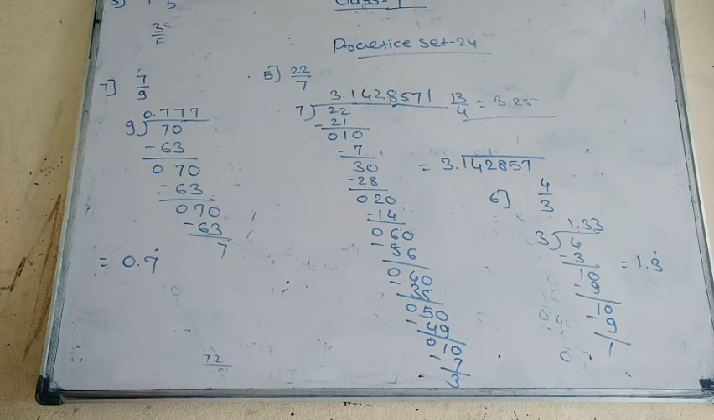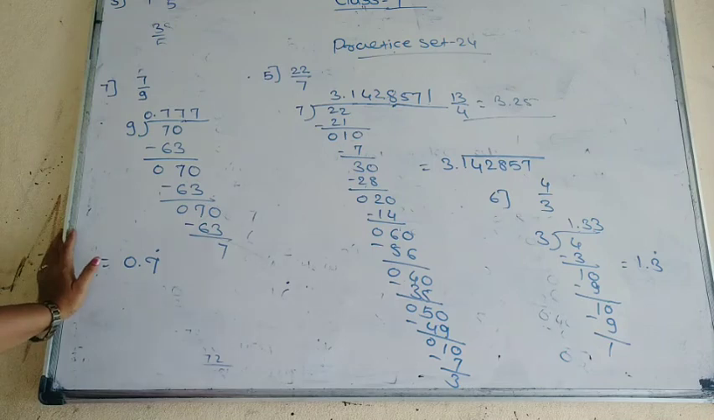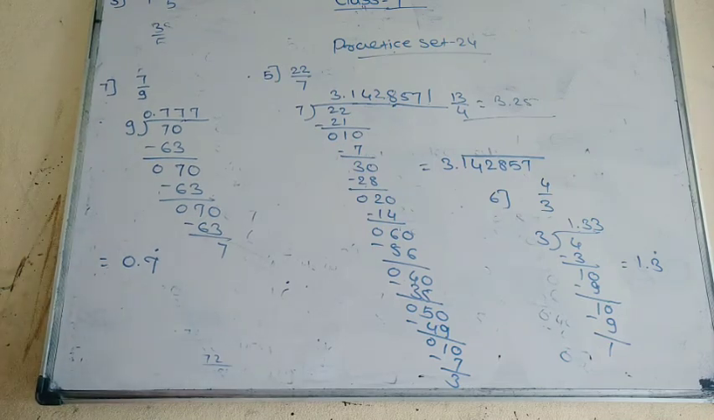0.7 with a dot means this is called a terminating decimal form. Here we have completed these rational numbers in decimal form. All of you, in homework, complete this practice set 24 and send me this homework. Okay.